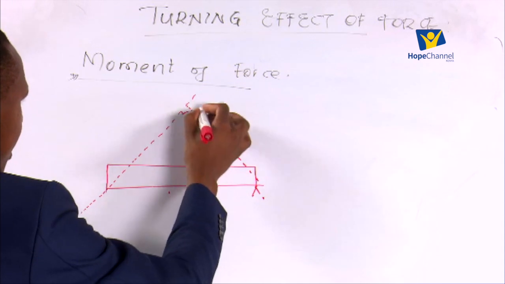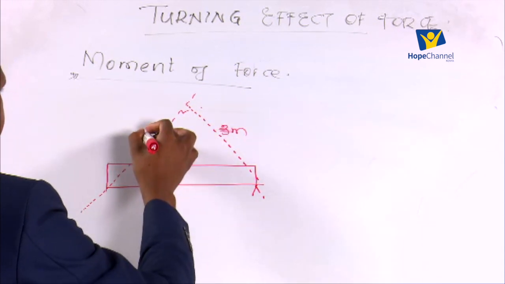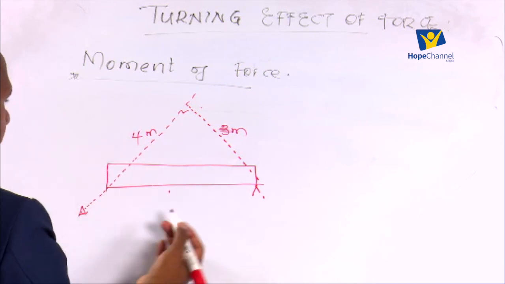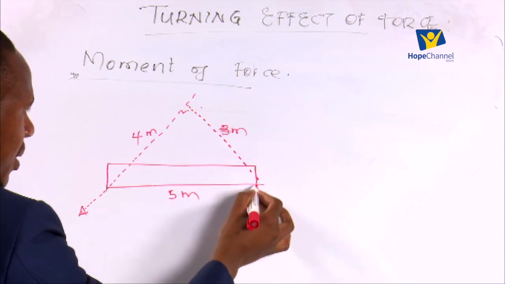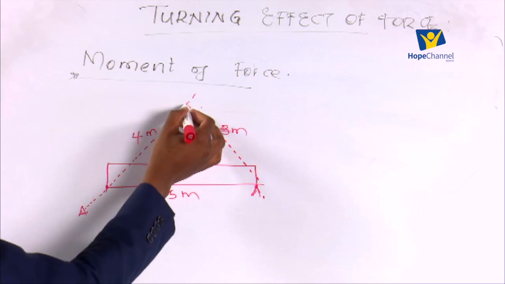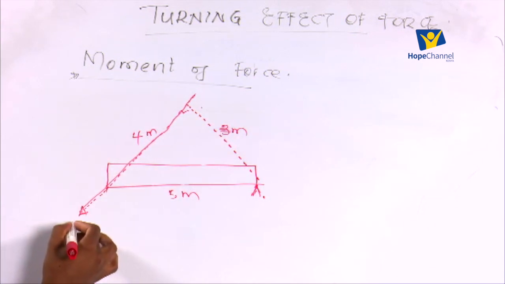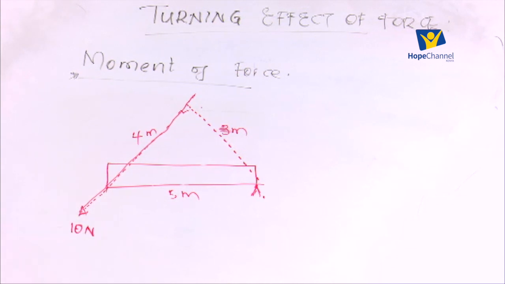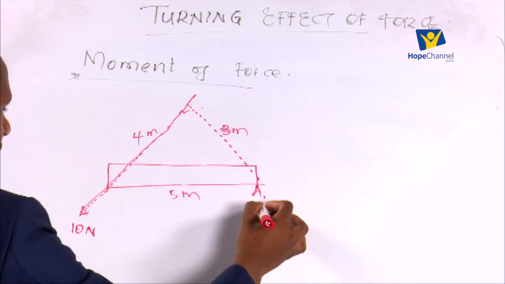This is 90 degrees. This is 3 meters. This is 4 meters. And then we have 5 meters. 5 meters is from the point of support to this end here. Then, because this is where the force is applied, let me make it continuous. And then this force is, say, 10 newtons. We want to obtain the moment of the force due to the force of 10 newtons.